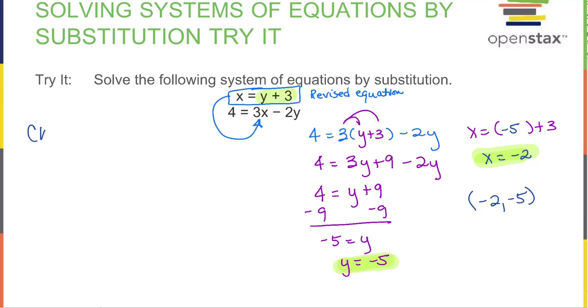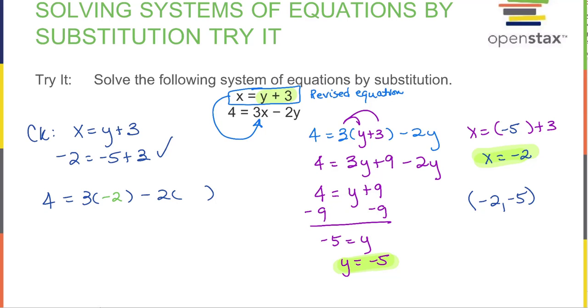So let's check the first equation, x equals y plus 3, and we'll put in negative 2 equals negative 5 plus 3. That checks out. The second equation, 4 equals 3 times x minus 2 times y. And x, we said, was negative 2. Y is negative 5. We get 4 equals negative 6 plus 10. And that works out too. So we are correct. Our correct answer is negative 2, negative 5.